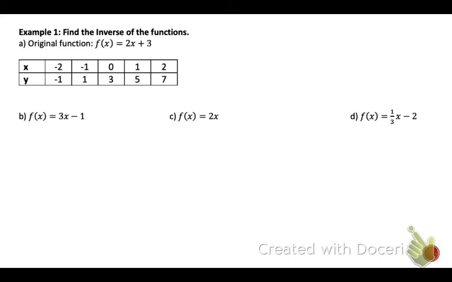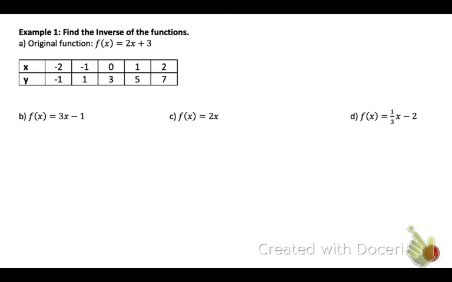So let's try a couple of these. We're going to find the inverse of the function. We're given the function in equation form, f of x equals 2x plus 3, but then we are given a set of inputs and outputs, points. To find the inverse, we are simply going to do the inverse of these points.